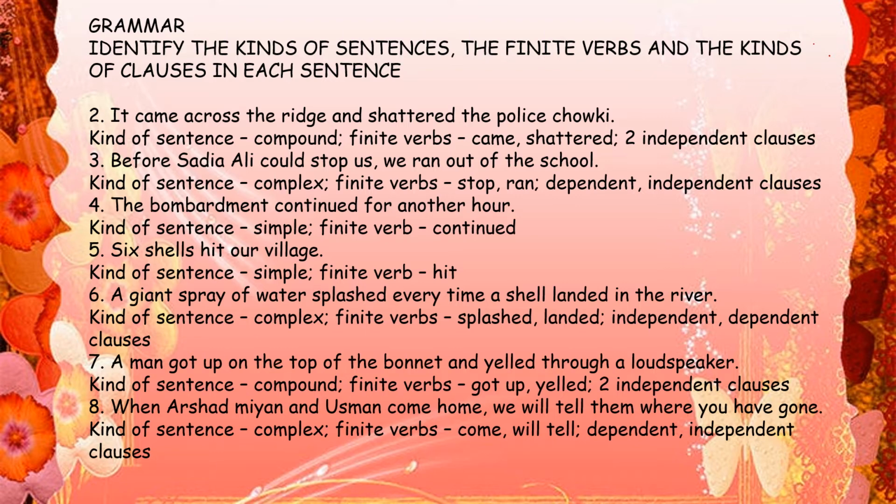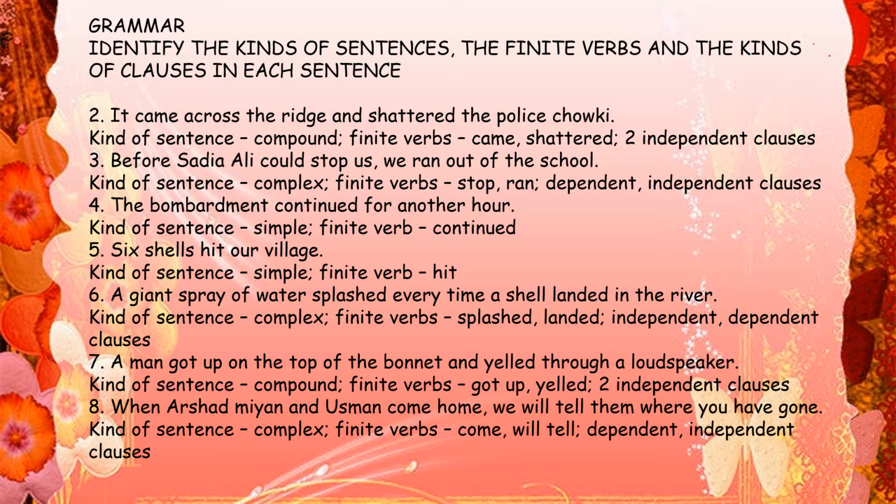Let us look at the second one. It came across the ridge and shattered the police chowki. So which kind of sentence is this? When "and" is there, it is compound. I already taught you this chapter. Then which are the finite verbs? Came and shattered. Both are finite verbs. Both are the main verbs because two sentences. And these are two independent clauses, not dependent. It's independent. Okay.